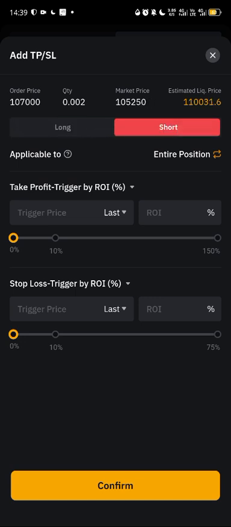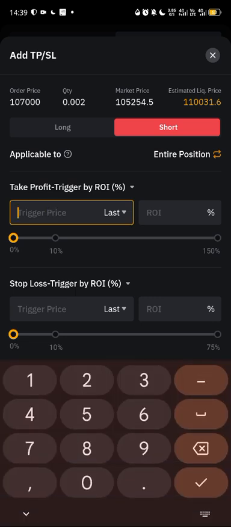Then you enter your take profit. What is your take profit value? In a short scenario, a selling scenario, your take profit should be lesser than your entry value. My entry value is 107,000. So what is my take profit? My take profit should be lesser than 107,000. It could be 106,000, it could be lesser, it could be higher than that, as far as it's not the same as 107,000 or more than 107,000.